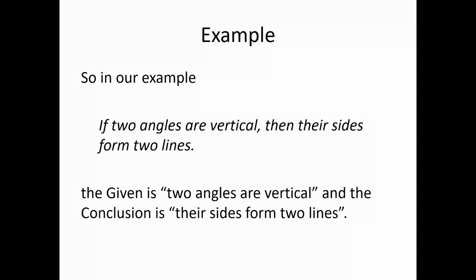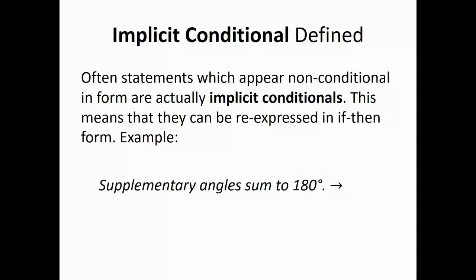So we had this example, if two angles are vertical, then their sides form two lines. Given my definition of given and conclusion, we say then that the given is two angles are vertical, and we say that the conclusion is their sides form two lines.